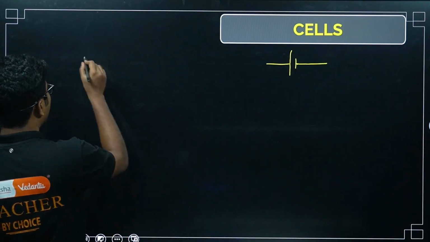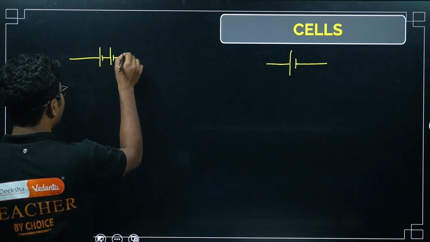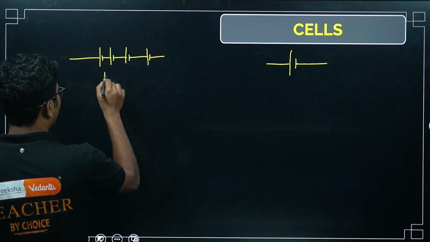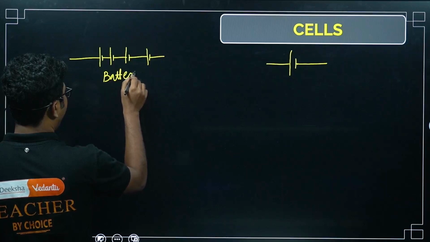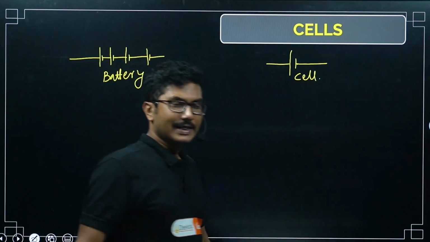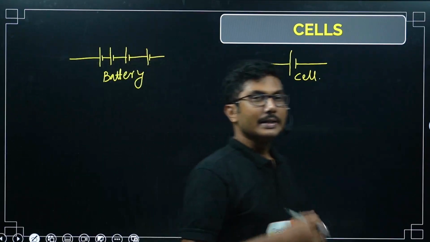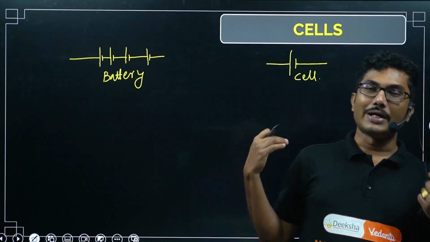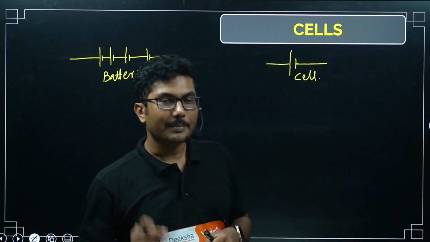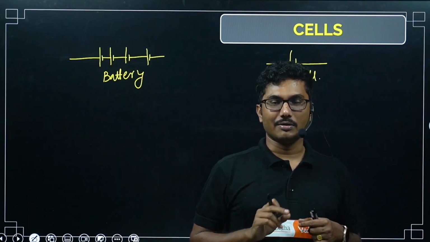When multiple cells combine, okay, to provide you a high enough power or high enough energy required, then that is called a battery. This is a battery, okay, and this is a cell. A cell is the building block or unit, one unit. When multiple cells combine, this is called a battery. Basically, when we say give me a battery, actually battery means there are multiple cells involved.